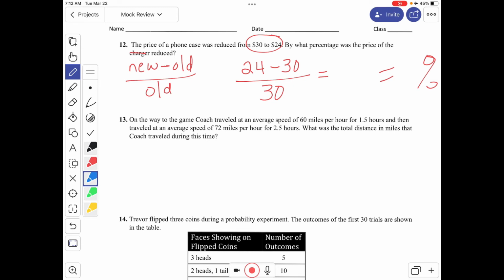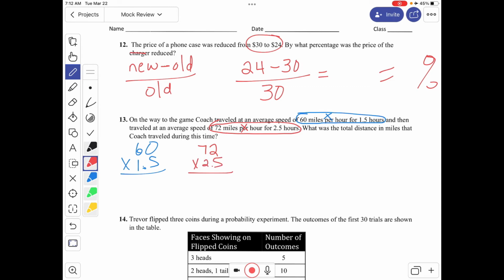Number 13, on the way to the game, Coach traveled at an average speed of 60 miles per hour for 1.5 hours, then traveled at an average speed of 72 miles per hour for 2.5 hours. What's the total distance in miles that Coach traveled during this time? Well, first, we find how far he traveled in the hour and a half. Remember, per means multiply, so 60 times 1.5. Then we find out how far he traveled in the next 2.5 hours. Again, per means multiply, so 72 times 2.5. And then we add those two answers together.